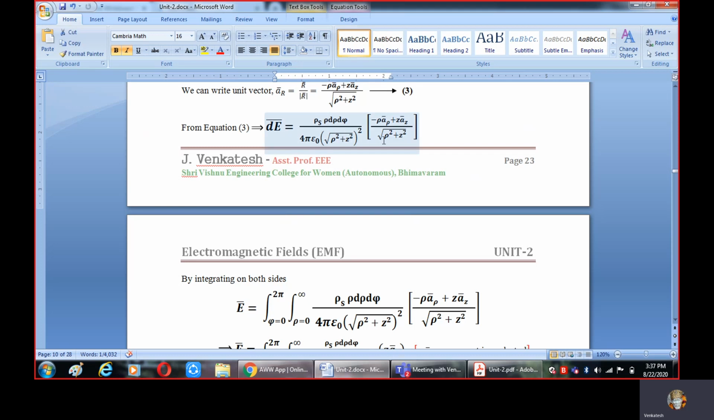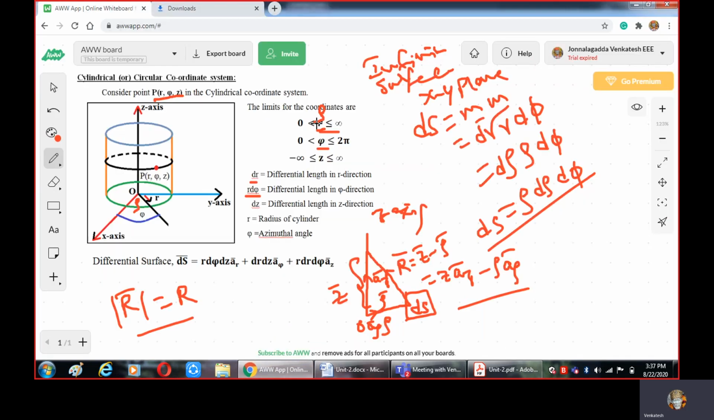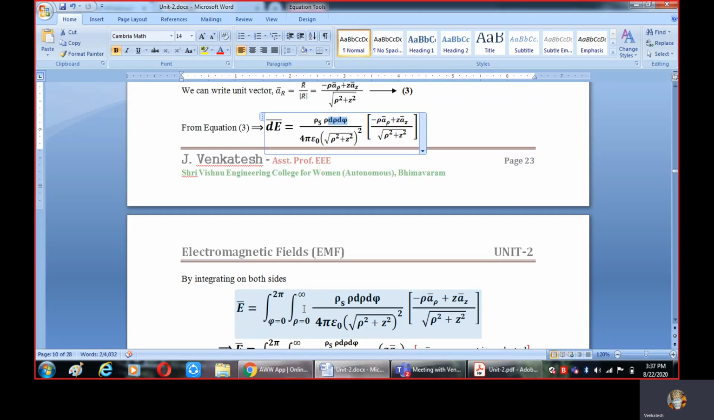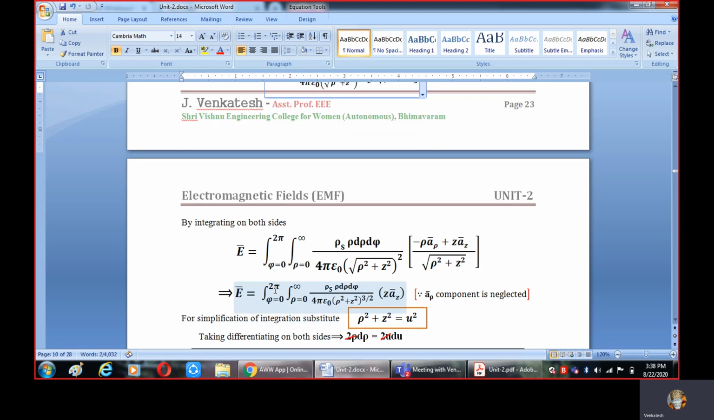Okay, integrating on both sides. On the left hand side the differential gets cancelled, so dE bar becomes E bar. On the right side, the differential terms are two: d rho and d phi. For d rho, the integral limits are the radius of the cylinder rho from 0 to infinity, and phi has the limits 0 to 2 pi, the complete azimuthal angle. So rho is equal to 0 to infinity and phi is equal to 0 to 2 pi.